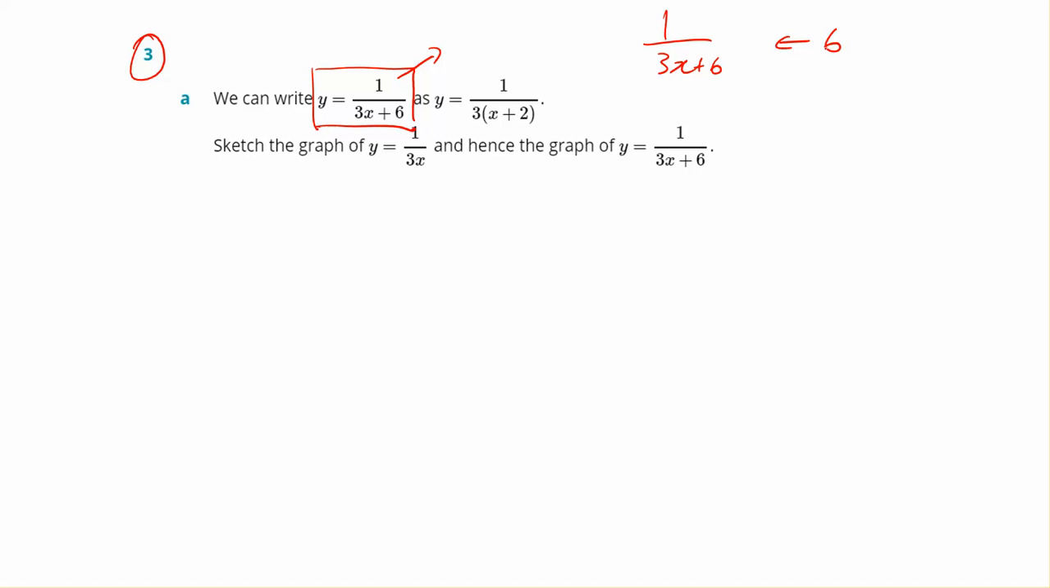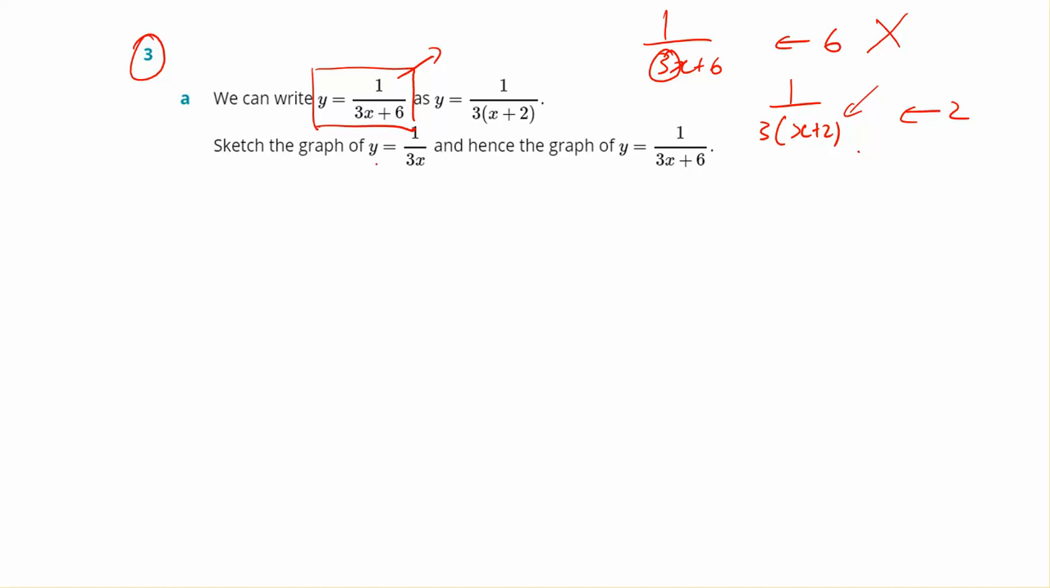Now, to reveal the true left-right transformation, whenever you have a number in front of the x, you need to take it out as a factor. So if I take 3 out as a factor, I get 3(x plus 2). And you can see that the real left-right transformation is that the graph has moved 2 to the left. So unless you do this step, you can't draw the graph properly.